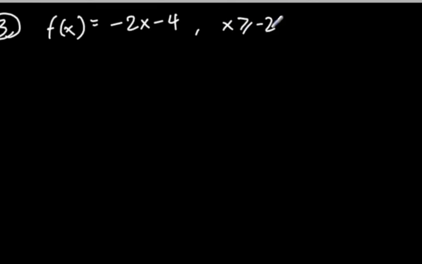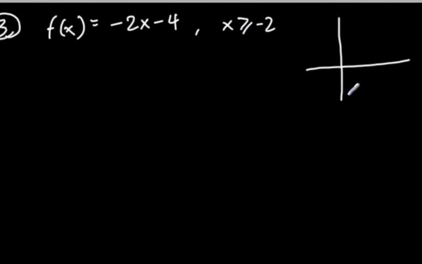Number 3 says, okay, so here's an interesting one. So number 3 says f of x is equal to negative 2x minus 4, and they're giving us the domain pretty much. They're saying x is greater than or equal to negative 2. So let's just see what that looks like. Let me just draw that. So they're saying that x is greater than or equal to negative 2.